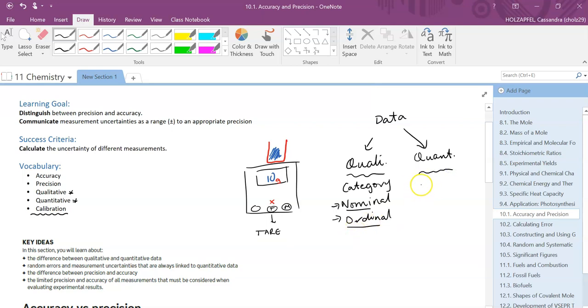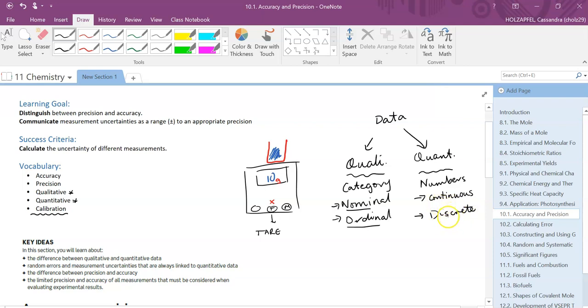Quantitative data is data that has some sort of numbers involved, and that comes from the word quantity within quantitative, and we have two types of quantitative data. We have the measured, and then we have the counted. When we measure it, that's going to be our continuous data. So continuous data is measured. And then we have discrete data, which is counted.